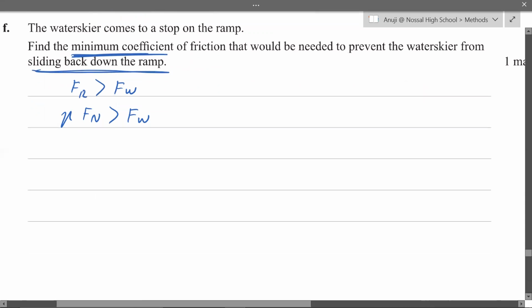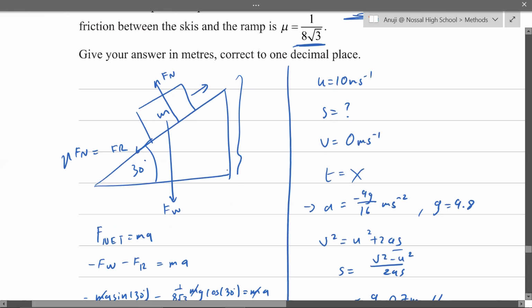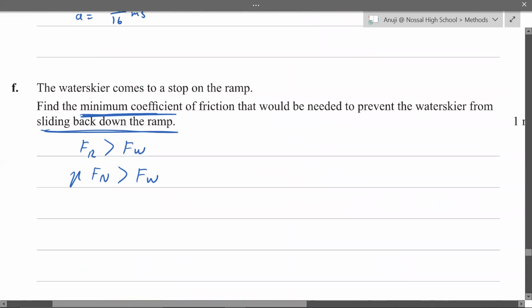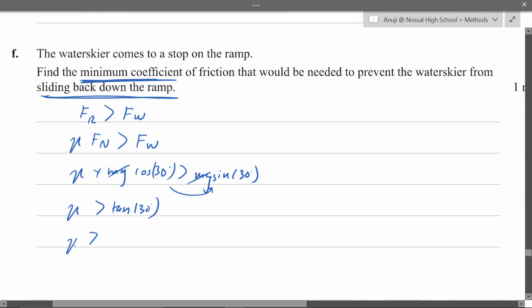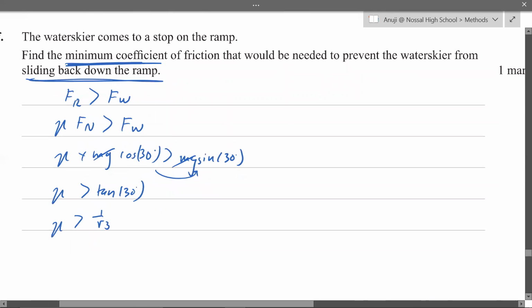So we can rewrite it, and again using this diagram, which is why it's important to draw a diagram, because it helps later on. It's mu mg cos theta is greater than mg sin theta, and the mg's just cancel, and if you divide by cos, it becomes tan. So mu has to be greater than 1/√3. It's asking for the minimum one, so the minimum one would be when it's neither sliding up nor sliding down, it's just at a stop. So that would be when mu is 1/√3.